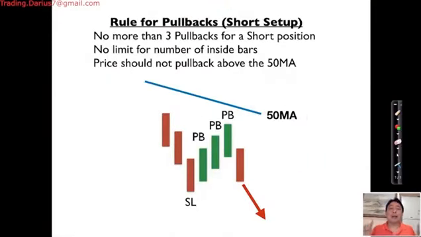Great. So here are the rules for pullbacks for short setups. Again, no more than 3 pullbacks for a short position. So after the swing low, you can have 1, 2, 3 pullbacks, not more than 3 pullbacks. Okay, more than that's not valid. And again, no limit for number of inside bars. You can have many inside bars, it's fine, but no more than 3 pullbacks. And again, it should not pull back above the 50 moving average. The 50 moving average is a resistance. If it pulls back above there, game over, trade invalid.